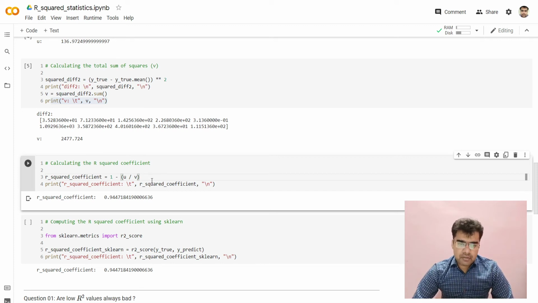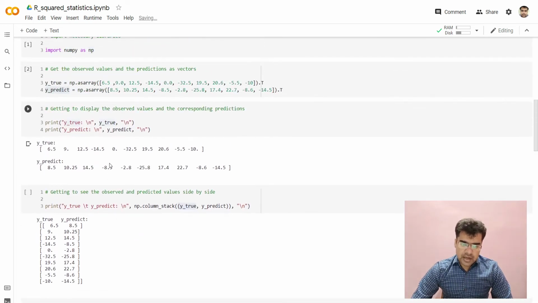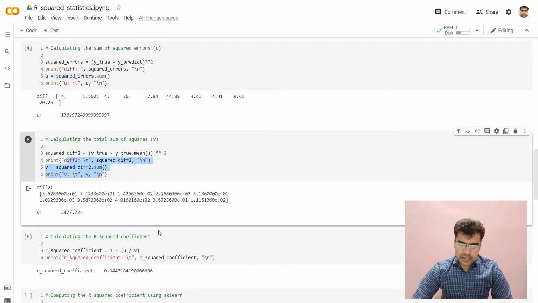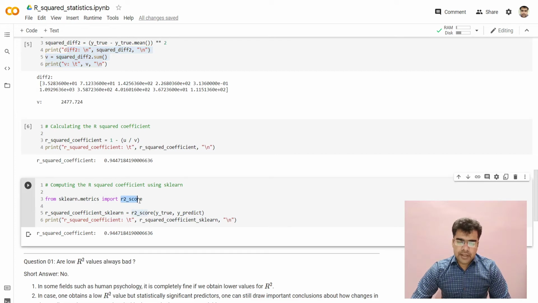Why was it from scratch? Because given the values for the ground truth and the predictions, I have computed the value for u and for v independently, and finally I have taken the fraction and subtracted it from 1. Now if you do not want to go for this scratch implementation, in sklearn there is a utility called R2 score which is available in the metrics package, and using this utility you can directly compute the R squared statistics. That means you do not have to go for this scratch implementation.